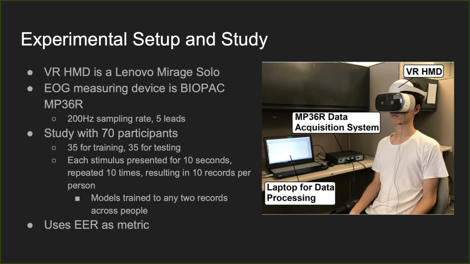And the models are then trained comparing any two records across people. So it's similar to the binary classifier that we mentioned before. And the idea here is that we're using equal error rate as a metric for these final results.